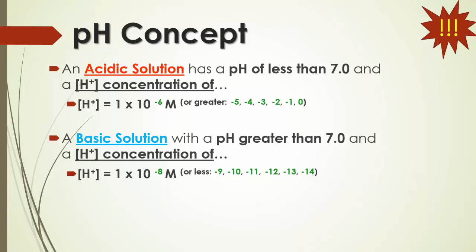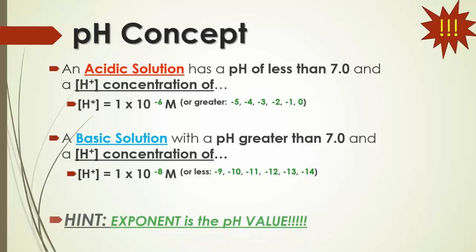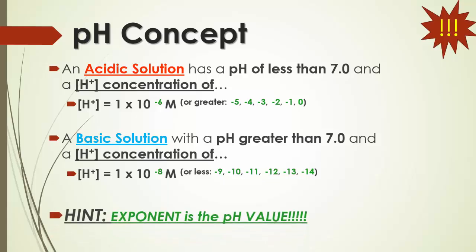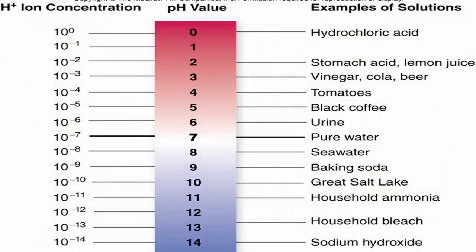And I know you guys are saying, what the heck? What do we need this for? I don't understand this. This is really hard. The exponent in this situation tells you the exact pH value of your solution. So 10 to the negative 8th has a pH of 8? Yeah. And if you have 1 times 10 to the negative 4th, you should have a pH of 4. That's pretty simple. Okay. Why do I need the formula then?